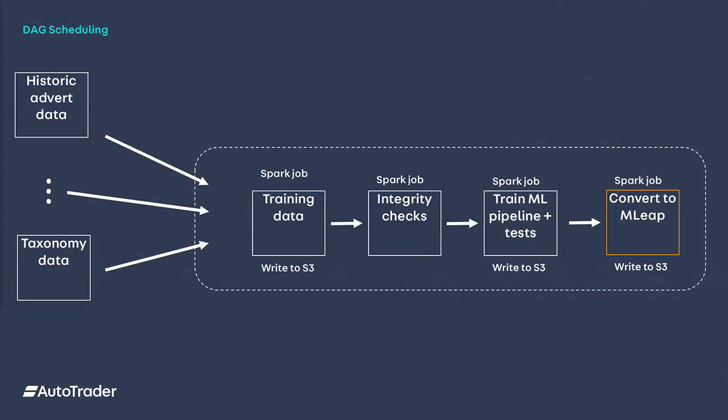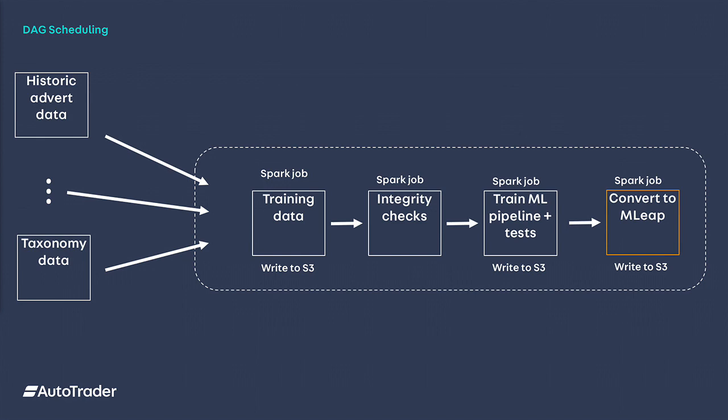So going back to the Airflow DAG, we had a task to train the pipeline and write it out to S3. We then added a final task just to convert the model to MLeap and then write that back out to S3 as well. So that's how our service worked.